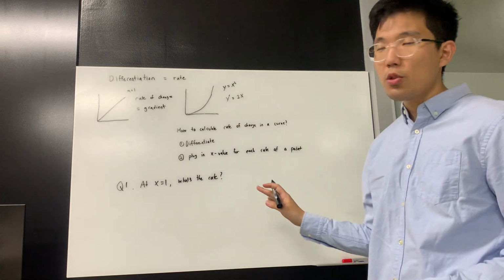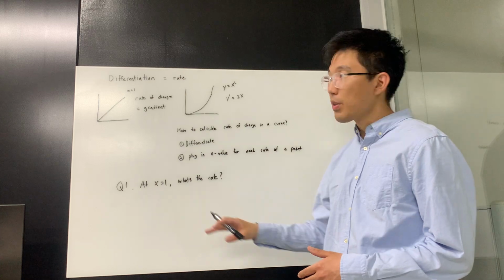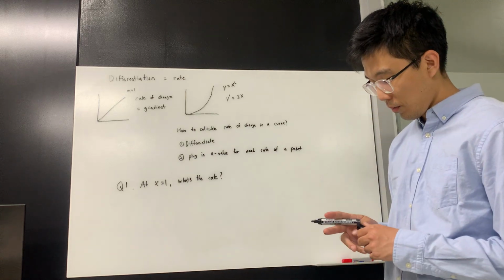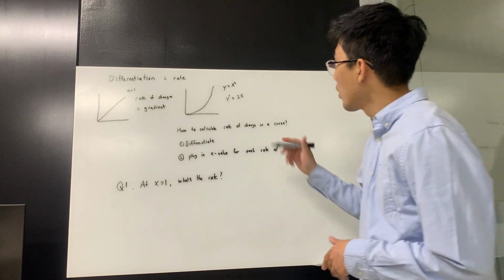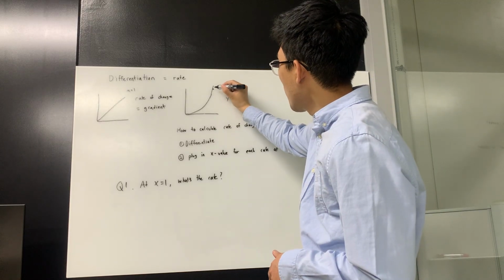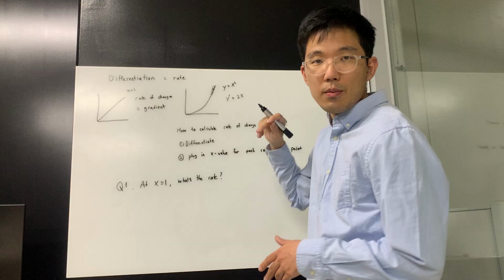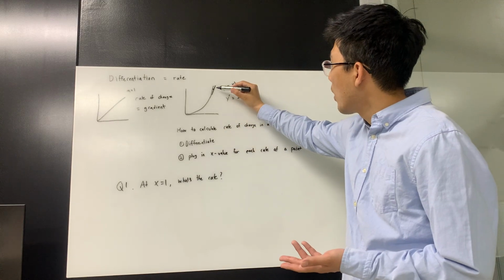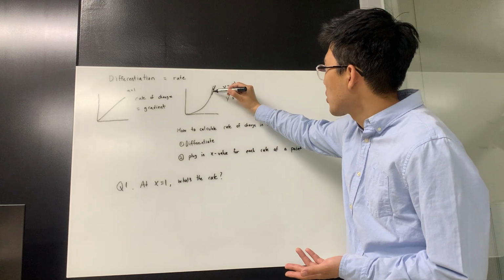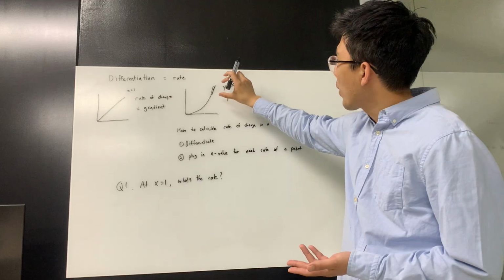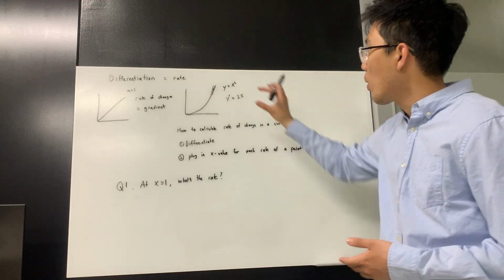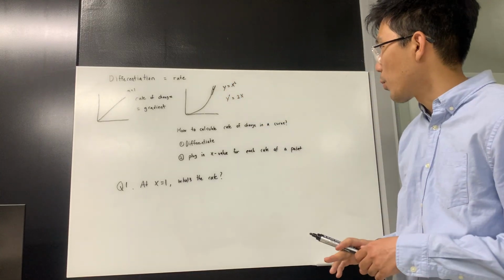What's the rate of change? Or what is the gradient of the tangent line? At when x is equal to 1, obviously the tangent line, this is a human error. Pretend this is a tangent line. What is the gradient of this tangent line? Or what is the rate of change at this particular point?